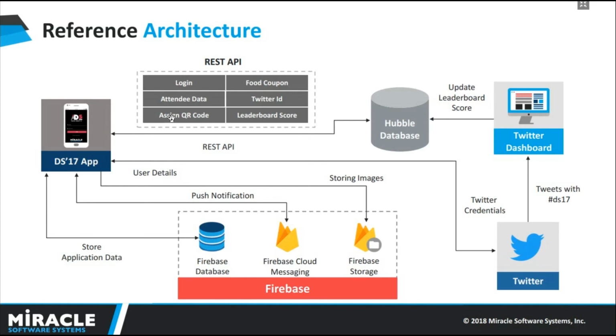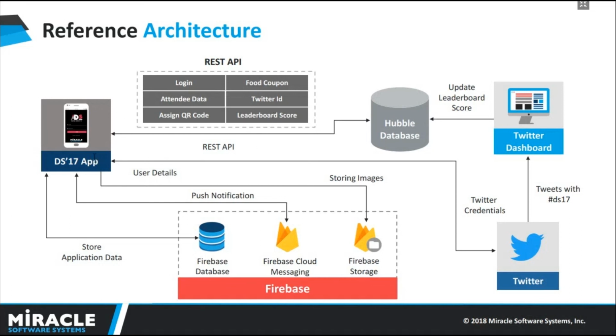And we scan the QR code and assign it to them, and there we use the attendee data API and assign QR code API. And the food coupon API we use to give the attendees the food coupons by scanning the QR code. Next, those are the REST APIs we have used. I'll be discussing the Twitter ID and leaderboard next.